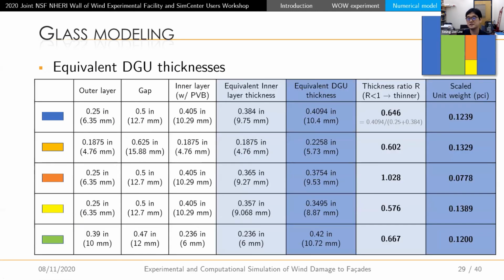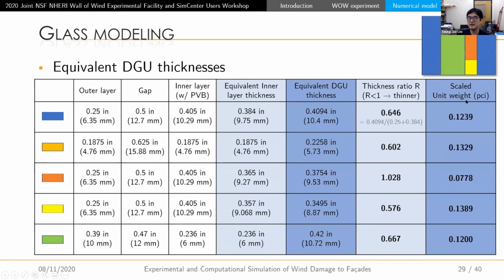Okay, and then these are the numbers we considered in estimating the DGU thickness. So this is the final set of numbers we adopted for modeling the glass thickness. But the thing is, the thickness is thinner than some of these. Some of the outer layer or inner layer is thicker than the DGU thickness we adopted. So I just summarized it here using a thickness ratio R. If that is less than 1, that means the equivalent DGU thickness is thinner.